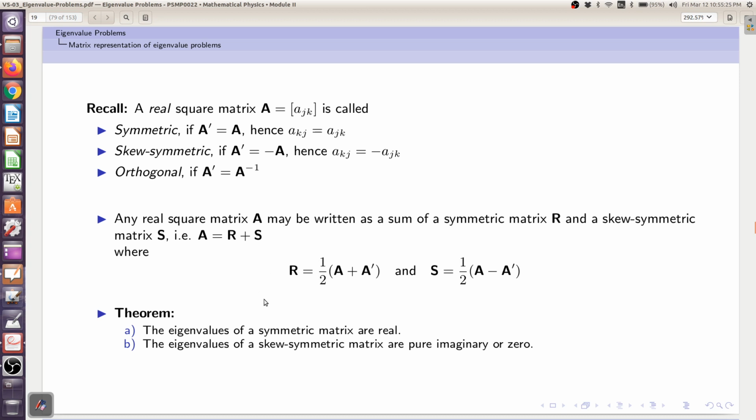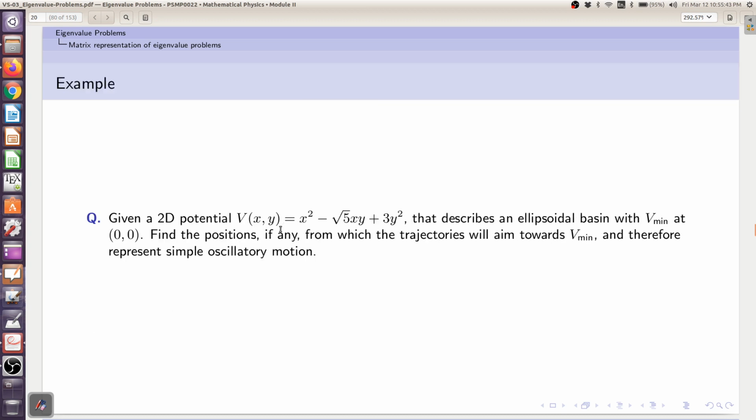Then there are a couple of theorems which are useful, especially when you're trying to solve objective questions. First, the eigenvalues of a symmetric matrix are always real, and the eigenvalues of a skew symmetric matrix are either pure imaginary or zero. So now let's go to this specific problem. This is an eigenvalue problem.